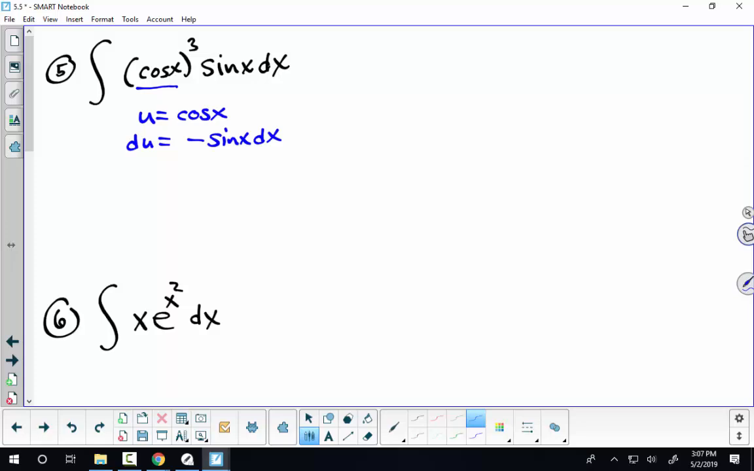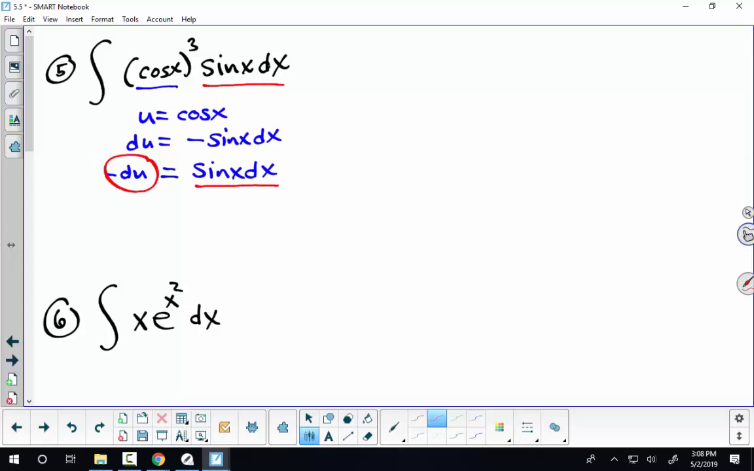But what we notice is that present in my original integral is this stuff on the right. I've accounted for that cosine cubed. To account for the sine x dx, I have a negative sine x dx. I don't have that in the original, so I move my negative with my du. So negative du is sine x dx. So the sine x dx in the original becomes negative du.